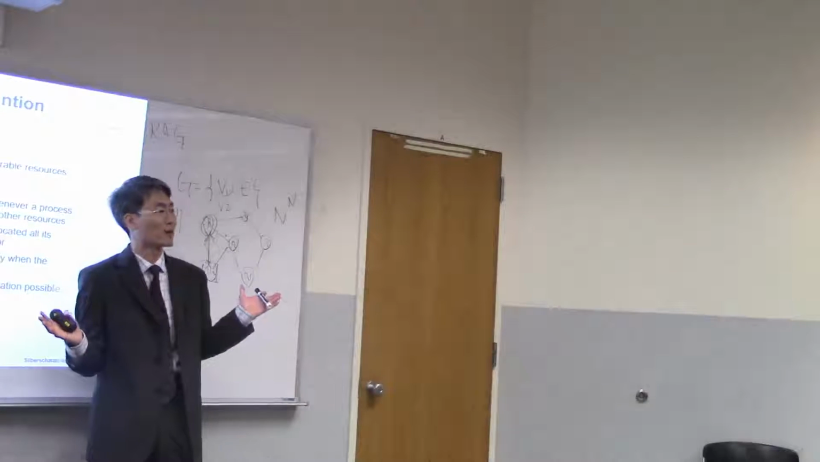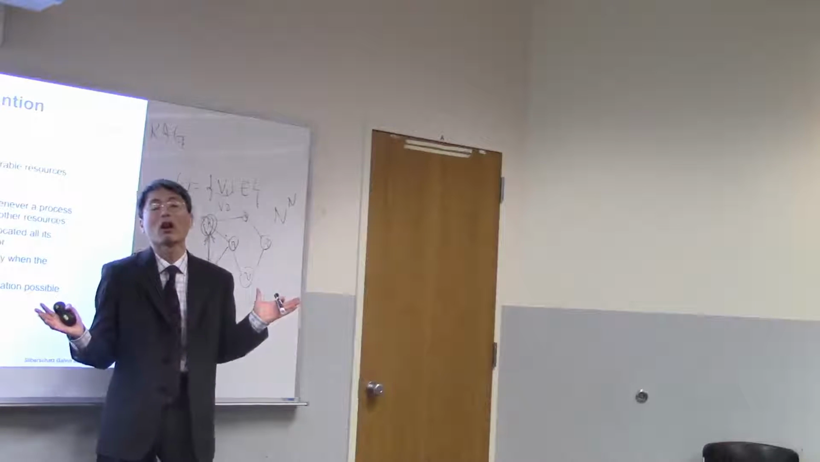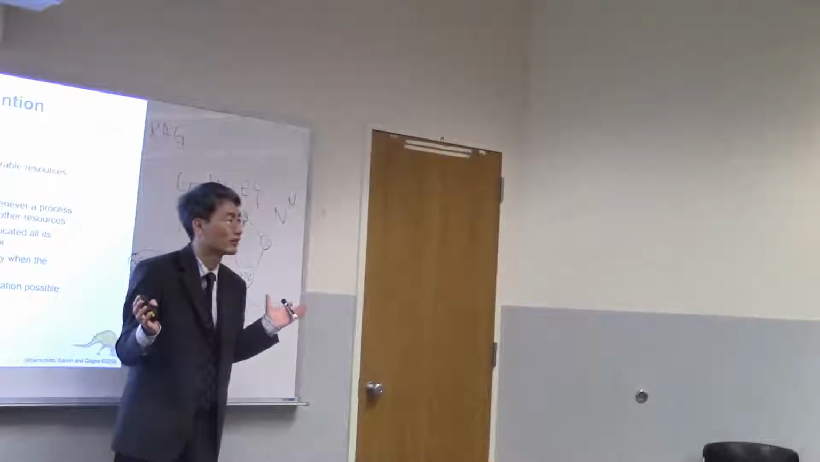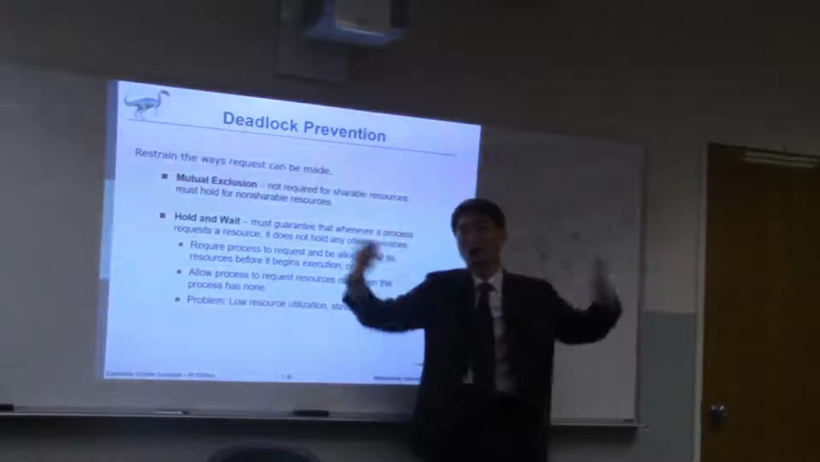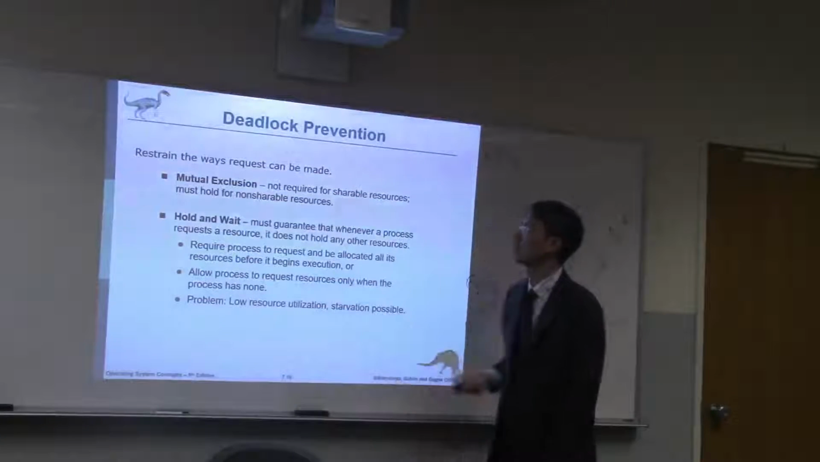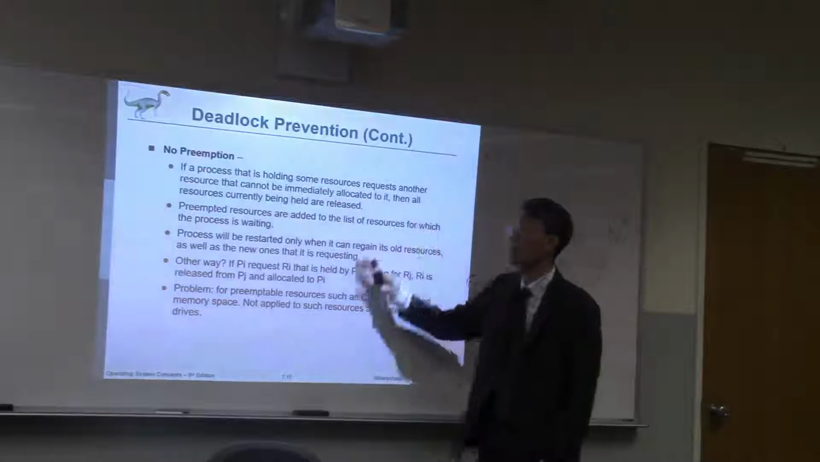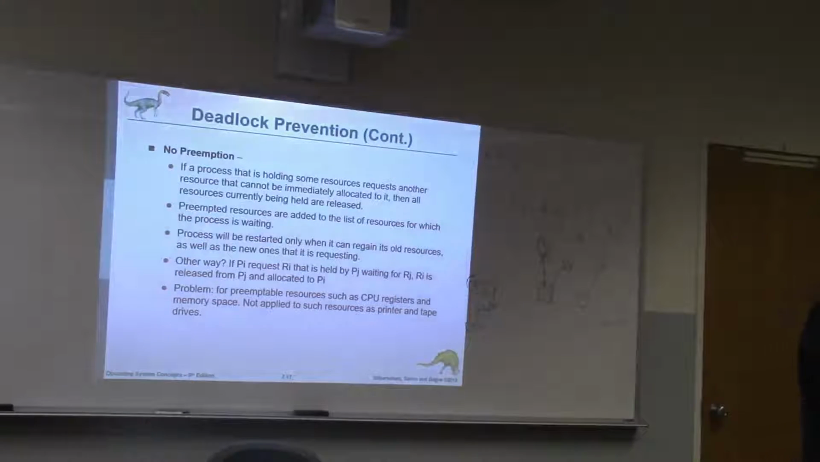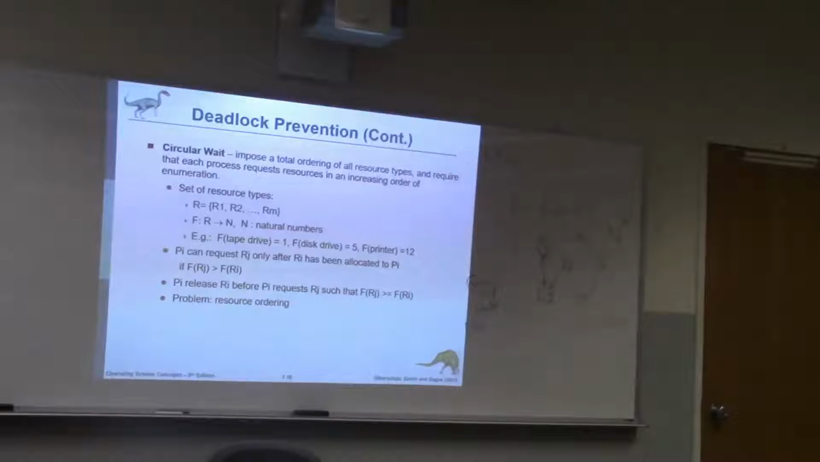So there might be a starvation problem, which means there are many processes that cannot even start their job until they get all the resources. So that is the practical issue. What about no preemption? Starting again, starting again. So it may also be a starvation problem.